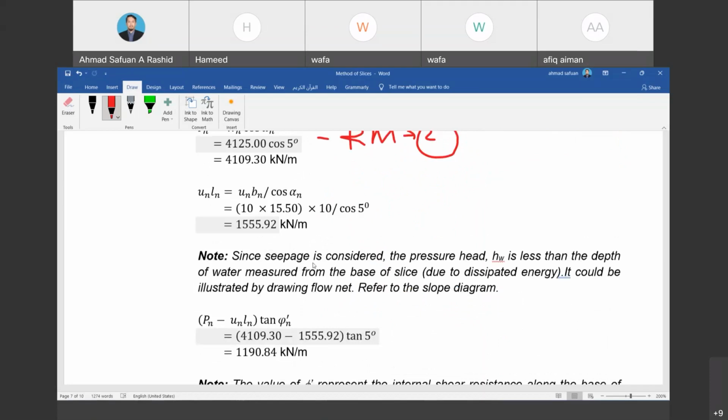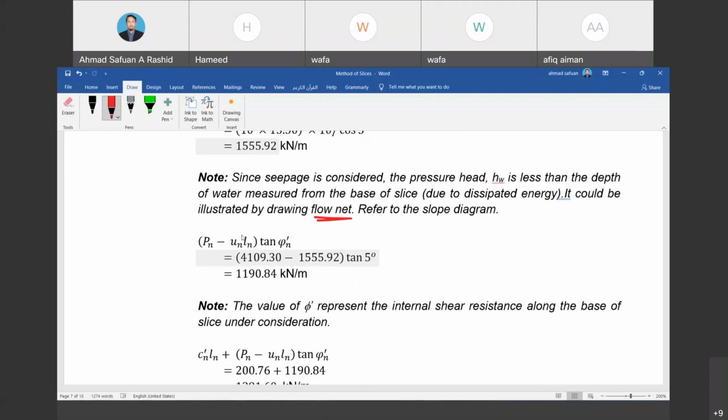Since the pore pressure is considered, the pressure head HW is less than the depth of the water measured by drawing the flow net. So this is what I told you, the flow net. It is very tedious to draw the flow net, and I could not find any textbook or reference book that draws the flow net for this method of slices. So I suggest that if you have the groundwater level, you just refer to the height from the base to the groundwater level to represent the HW.